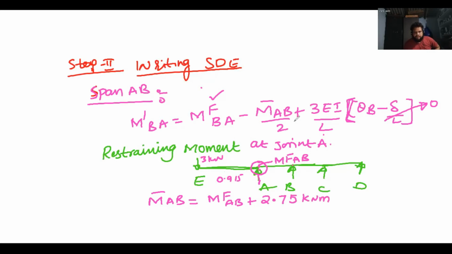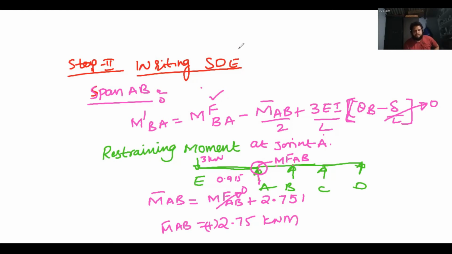Now what is the total value? So MFAB is how much? MFAB is 0 because there is no loading on the span. That is the reason. Now your M dash AB, your restraining moment, will become 2.75 kilonewton meter. So this is a positive value. This is how you have to calculate the restraining moment. Once the restraining moment is done, directly go to the formula and substitute the values.